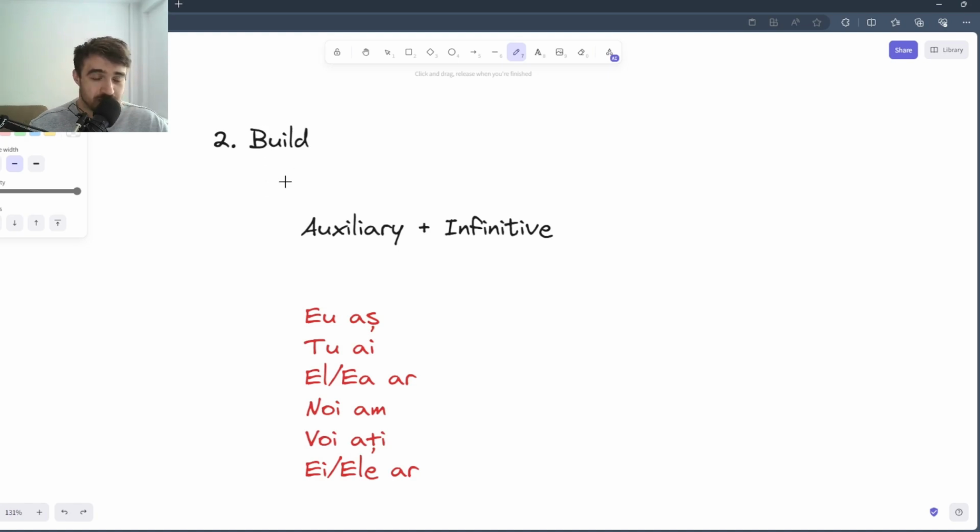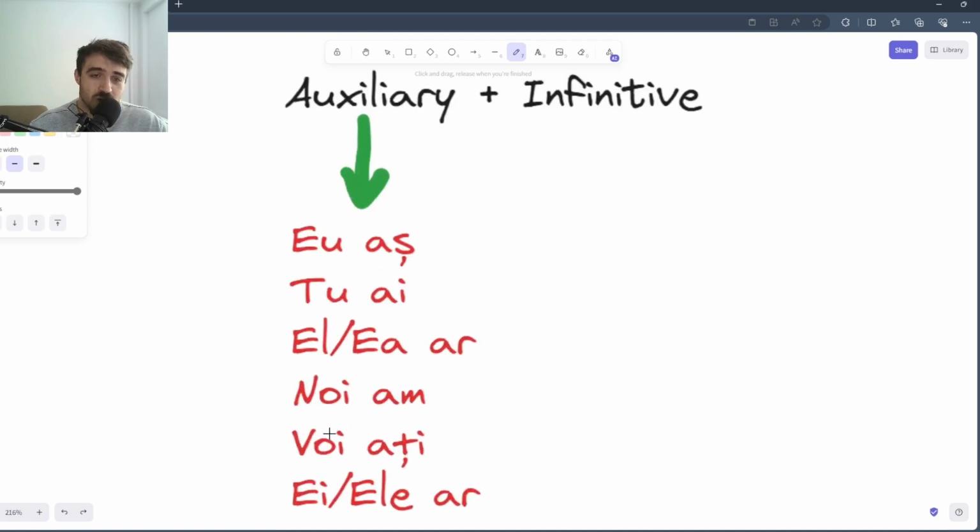So, build: auxiliary plus infinitive. This is the auxiliary we're looking at. The infinitive, I think it's not needed to mention this. If you don't really know or understand the infinitive, there will be a specific video about it, but I think it is well covered so far in the season 3 present tenses. So I'm not going to touch too much on the infinitive, but the auxiliary is quite important and it's quite confusing. So why? Eu aș, tu ai, el ea ar, noi am, voi ați, ei ele ar.